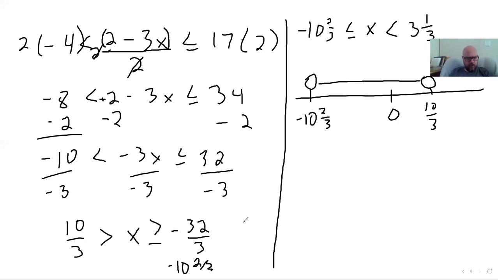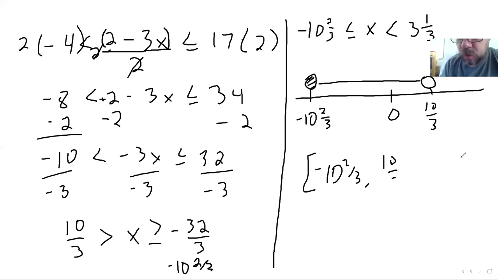Also, I didn't fill in one of these. The negative 32 over 3 side gets filled in, so this guy should be shaded in. That's my bad. Right, and so if I wanted to write this in interval notation, I should do this: minus 10 2/3, comma 10/3. Don't include that. I don't know why I'm mixing mixed numbers with improper fractions. It's not wrong. It just looks a little funny. This is fine. And that's the answer.